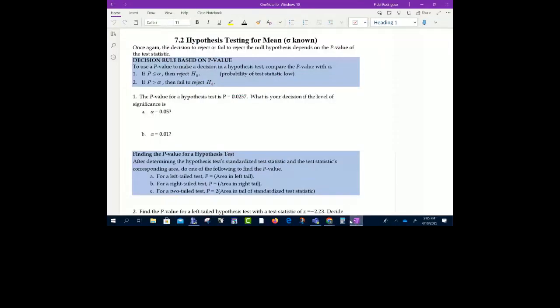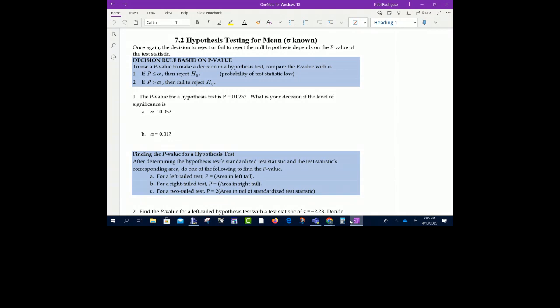Let's see. 7.2, y'all, talks about how we're going to do this idea of hypothesis testing. Once again, the decision to reject or fail to reject the null hypothesis depends on what we call the p-value of the test statistic. So, decision rule based on a p-value. To use a p-value to make a decision in a hypothesis test, we're going to compare the p-value with something we call alpha. If p is smaller than or equal to alpha, we're going to reject the null hypothesis. But if p is bigger than alpha, we're going to fail to reject.